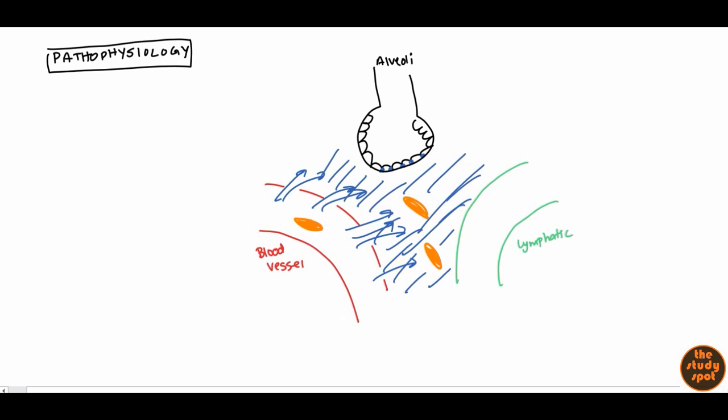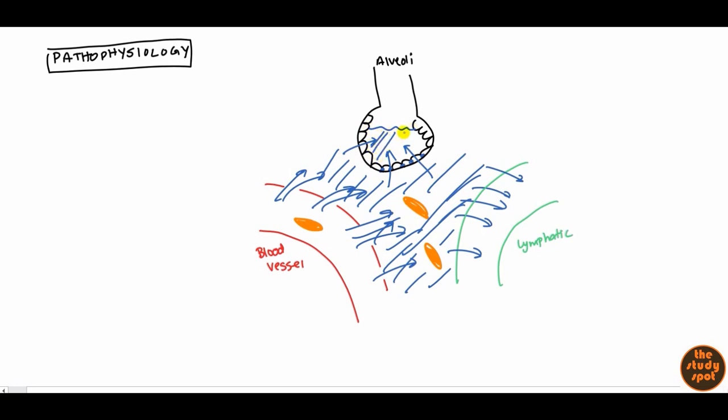Now, normally, of course, your lymphatics can handle an increase in this fluid. And so as long as this amount of fluid accumulation here does not overwhelm the lymphatics, you can still keep the alveoli dry. But what happens after a while is, when you have way too much fluid, the amount of pressure here begins to overwhelm the lymphatic system, and it begins to drain into the alveoli.